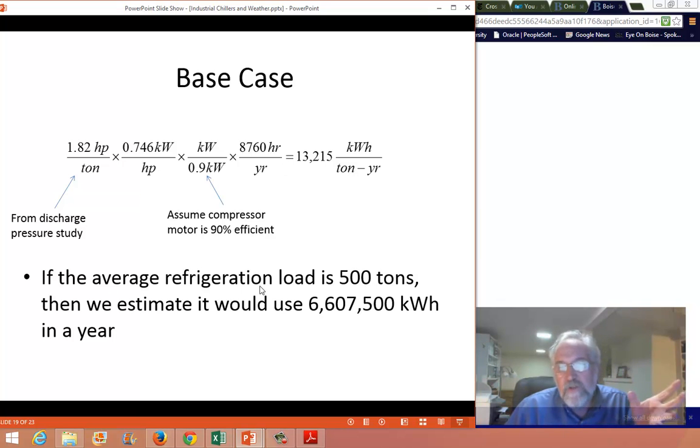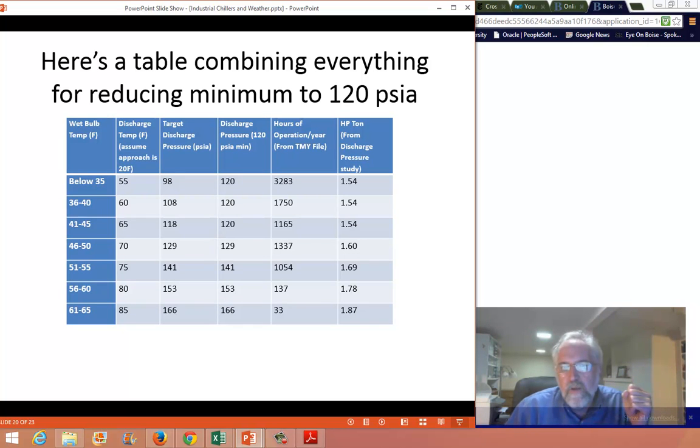So if the average refrigeration load, and the factory can tell you on average what they run, is 500 tons, then we'd estimate we'd use 6,607,500 kilowatt hours over the course of a year. Okay, so that's the baseline.